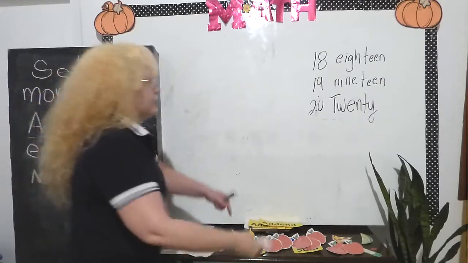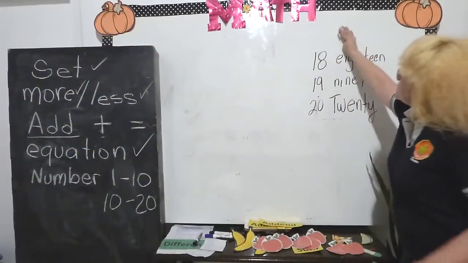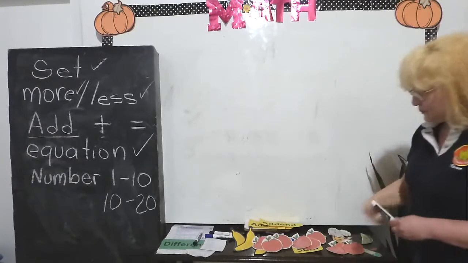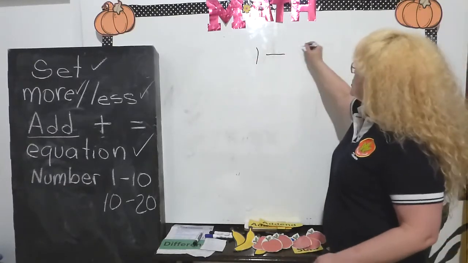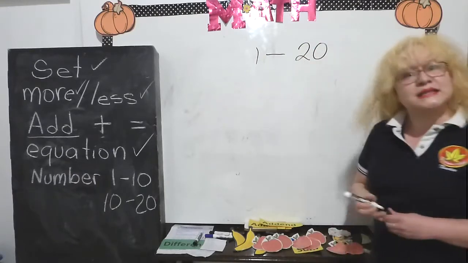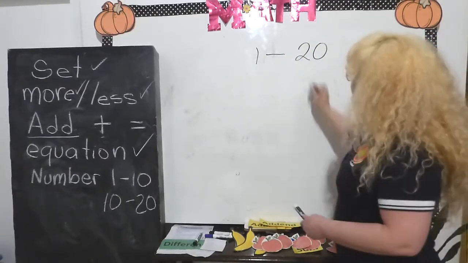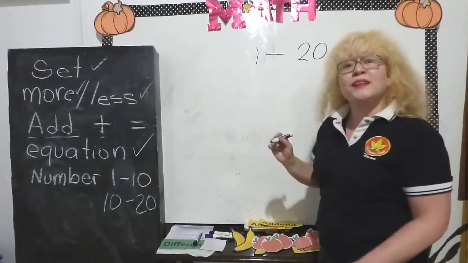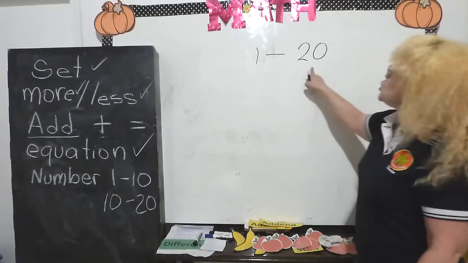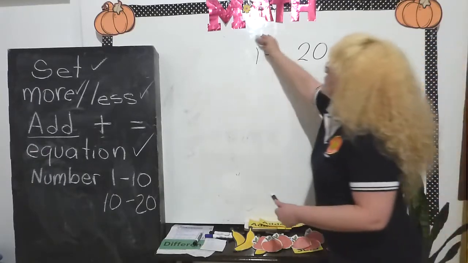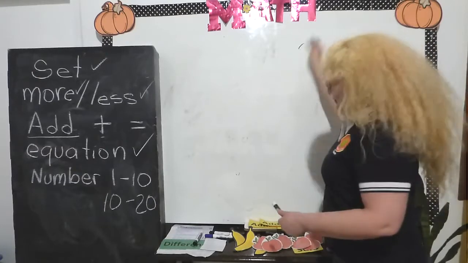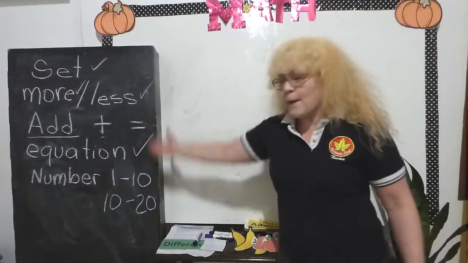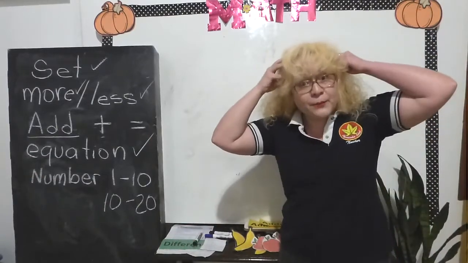Let's go to the next topic. So it would be from 1 to 20. And I'm going to write it differently because some of you have problems with the 2 and the 6. So from 1 to 20. Okay. You see how much information you have in those big brains of yours?